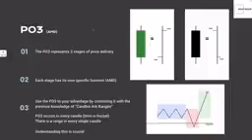The power of three, also known as AMD, accumulation, manipulation, distribution. The power of three represents 3 stages of price delivery. Once again, accumulation, manipulation, and distribution. Each stage has its own specific function, as I just mentioned before. Use the power of 3 to your advantage by combining it with the previous knowledge of candles or ranges.